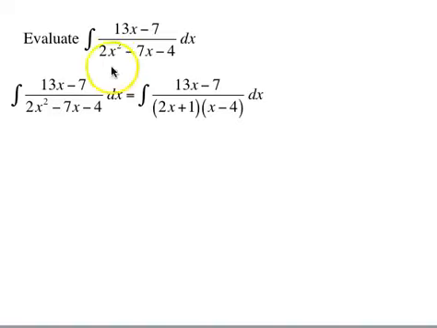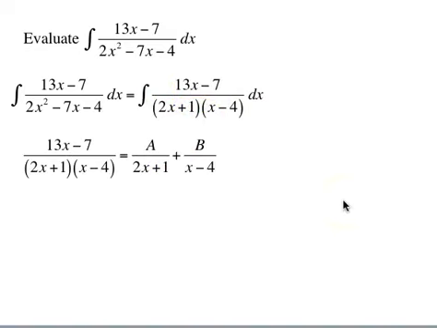So we can factor this denominator, 2x squared minus 7x minus 4, into (2x plus 1) times (x minus 4). We want to rewrite this fraction as A over (2x plus 1) plus B over (x minus 4). Now remember how to add fractions. It'll be A times (x minus 4) plus B times (2x plus 1), all over (2x plus 1) times (x minus 4).